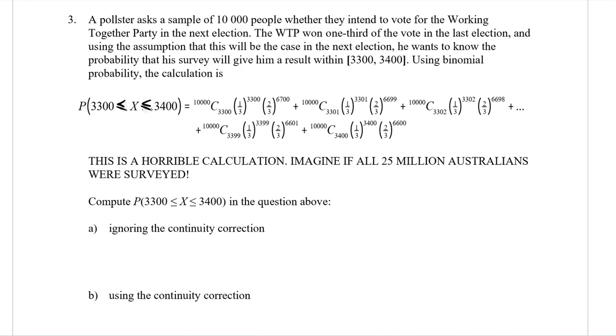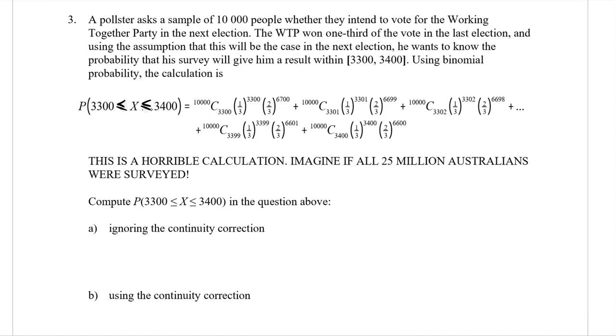A pollster asks a sample of 10,000 people whether they intend to vote for the Working Together Party in the next election. The WTP, which is Working Together Party, won 1/3 of the vote in the last election. Using the assumption that this will be the case in the next election, he wants to know the probability that the survey will give him a result within 3,300 people to 3,400.